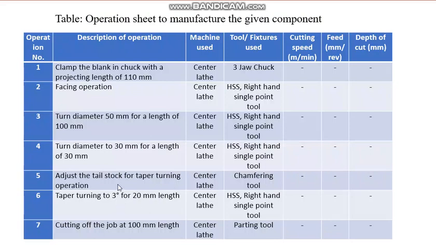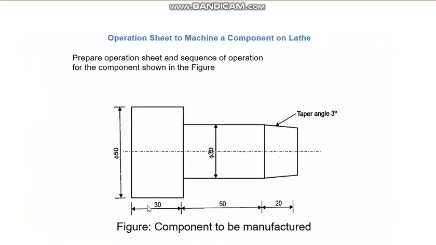There are other ways of cutting the taper. Taper turning of 3 degrees for 20 length on the center lathe, and the high-speed steel right-handed single point cutting tool is used. And finally, after everything is done: first everything is made 50, and afterwards, for a distance of 50, 30 diameter is made, and then with the chamfering tool on the tailstock, they have done this one.